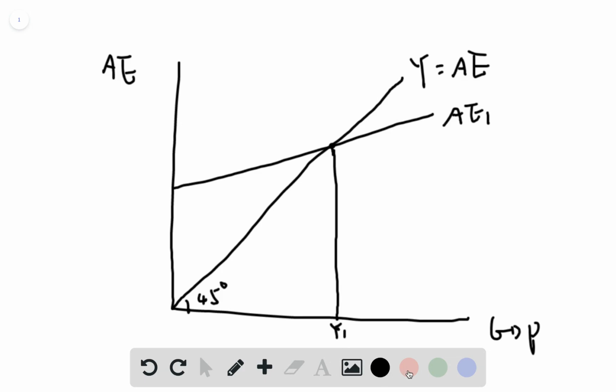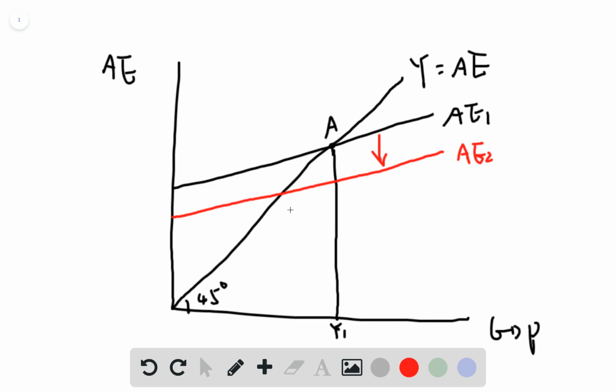And let's think about if there's some change in aggregate expenditure. So let's think about if there's some decrease in government purchases. If some decrease happens in government purchases, we know that it is a part of aggregate expenditure. So we will see a vertical downshift of aggregate expenditure from AE1 to AE2. So still the same thing.